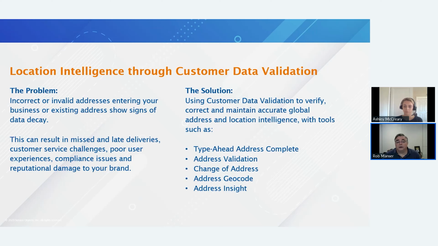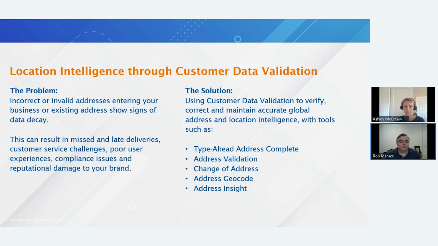So what ServiceObjects has is a number of customer data validation tools that verify, correct, and maintain accurate global address and location intelligence. And so we're going to dive into each one of these tools. There's 5 of them that we'll talk about today. For the most part, it's type ahead or address suggest. And then we have address validation. We'll address the change of address, no pun intended. We'll look at the address geocode. And lastly, we'll talk about address insight, which is where we pull out some of those extra details that we've been talking about.